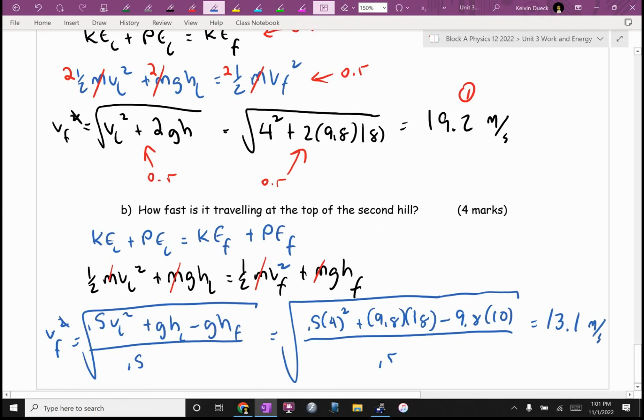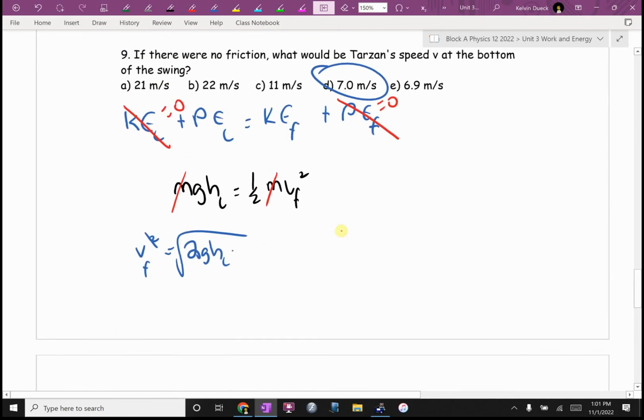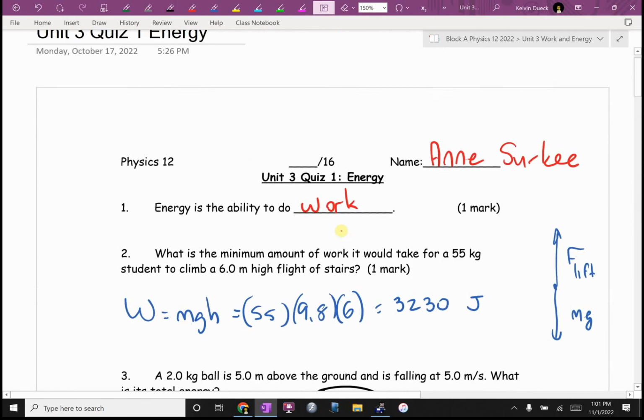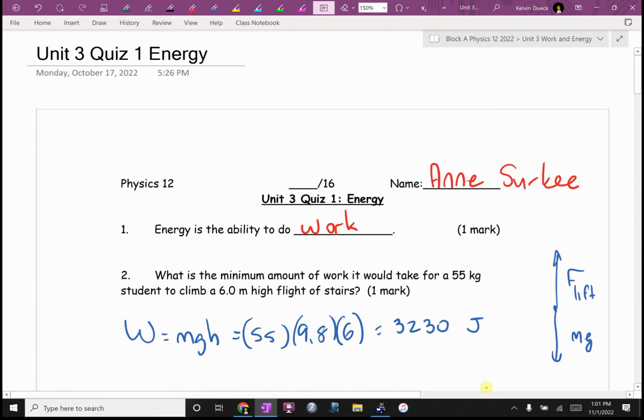If you got that, I would give you 4 out of 4. Otherwise, I'd probably go 1 mark for that, 1 mark for that, probably 1 mark for that, and 1 mark for the answer. Can you give yourself a score out of 16, please?